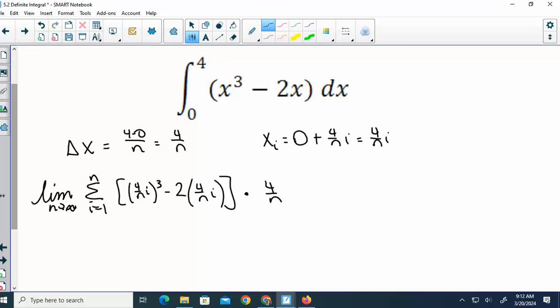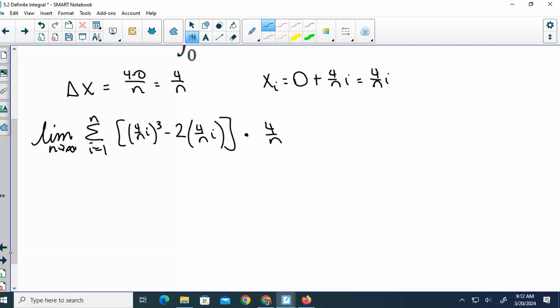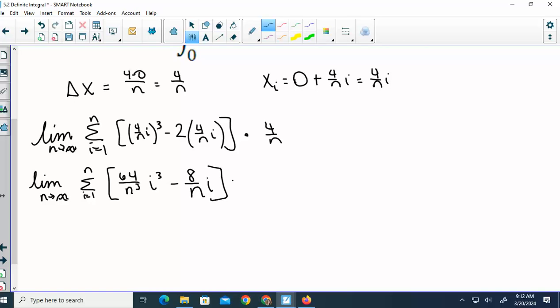Have I lost anybody? So if I want to do my summation, what do I need to do? We've got to simplify this first. I cube this, 4 to the third, 64 over n to the third, i to the third, minus 8 over n i, and this is all times 4 over n.